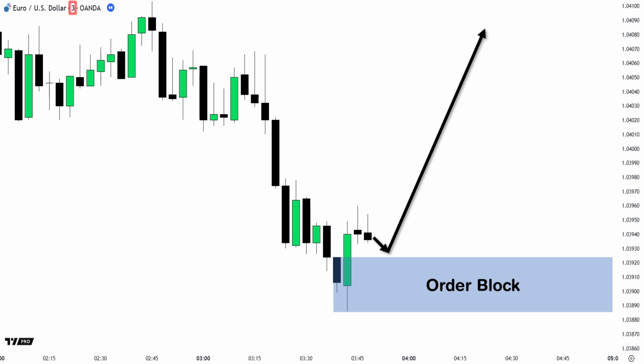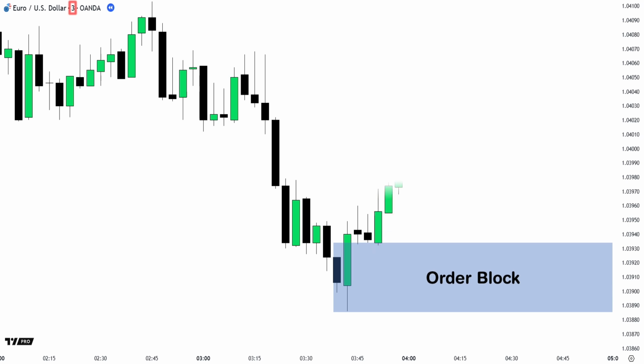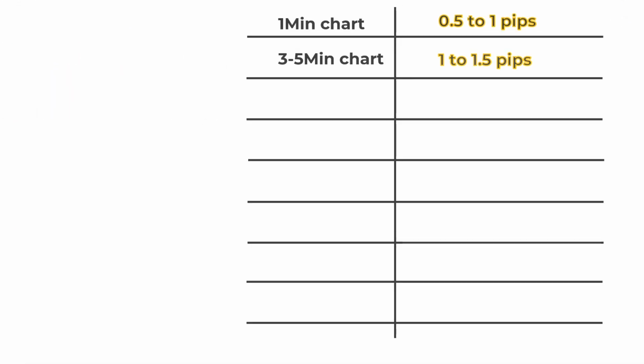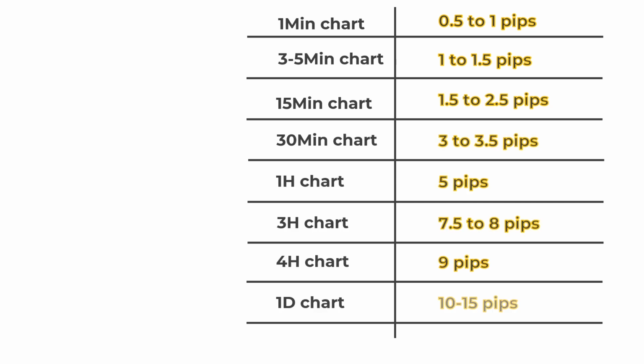Here's the fix. Let's not forget, our main goal in identifying an order block is to trade alongside institutional orders. To increase our chances of execution, we simply need to expand the order block range slightly, just by adding one or a few pips based on time frame. I've outlined the exact adjustments in the table below. Follow this and you'll see the difference.